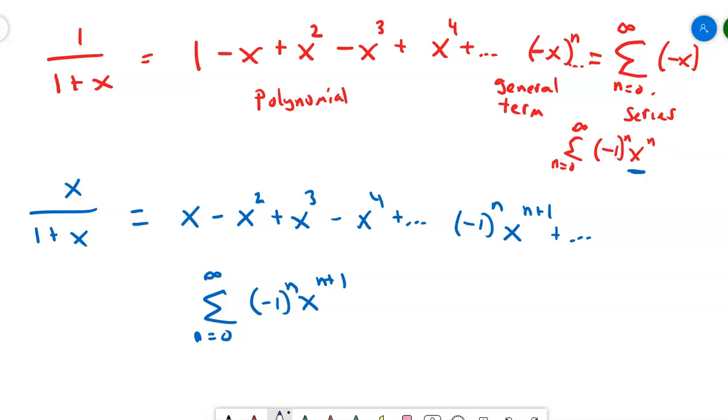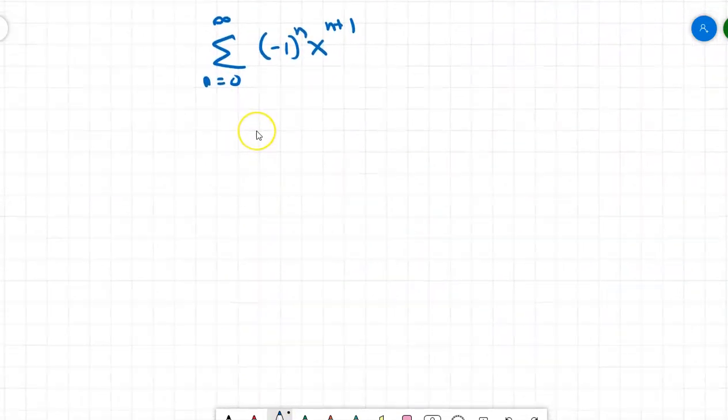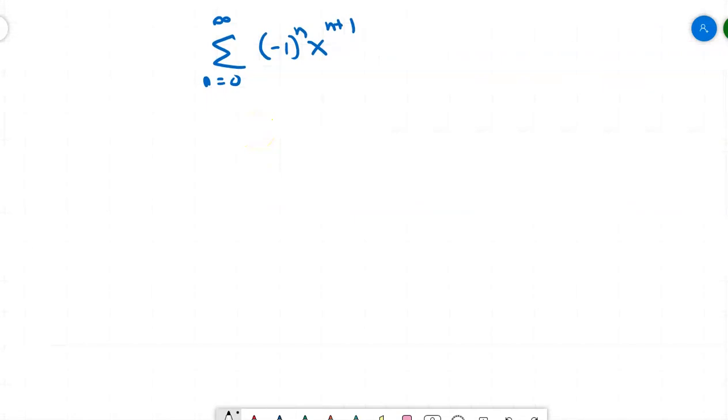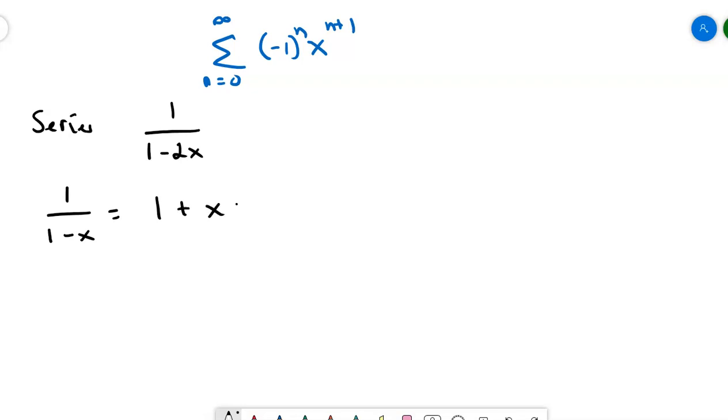All right, let's take a look at one more of these, and then we'll start the derivation of the Taylor polynomial in a different video. So let's say I want to find a series for 1 over 1 minus 2x. This is really just an exercise in watching your parentheses. Again, I know what 1 over 1 minus x is, and this is something you should commit to memory: 1 plus x plus x squared plus x to the third, and so forth.